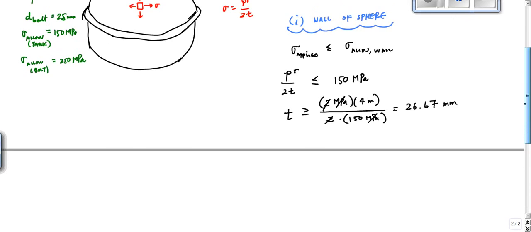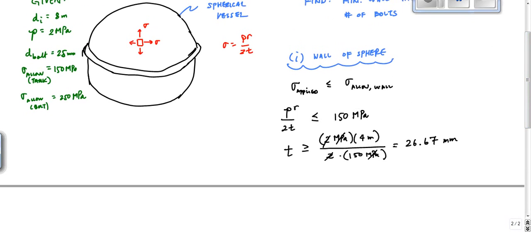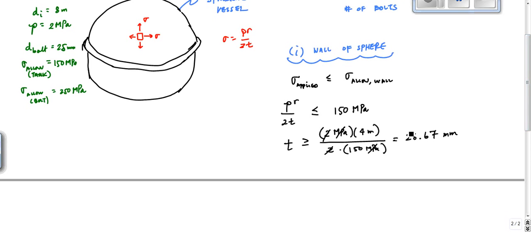But of course, it was easy only if you could recognize the design relationship right away, this basic design relationship. So T is greater than or equal to that. If you're designing this, you would say maybe use T equal to 28 millimeters or 30 millimeters, or something that the manufacturer makes.